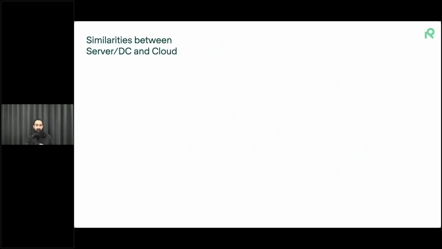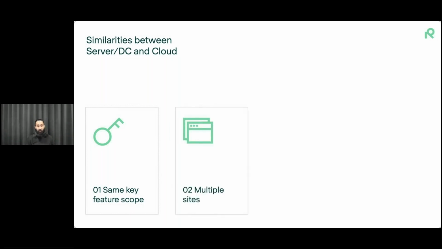Let's compare the deployments further, cloud and on-prem. And to start with, let's talk about the similarities between the cloud and on-premise versions of Refined. Firstly, we have the same key feature scope. You can structure your Atlassian content on Refined sites and group these as needed. You have the option to create multiple sites on both on-prem and on cloud, as many as you need, all from one Atlassian instance.